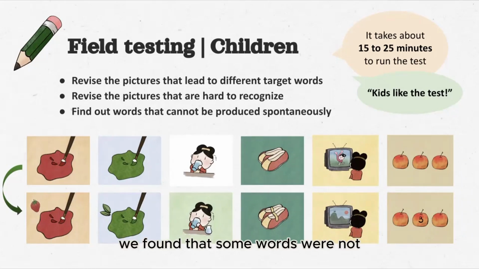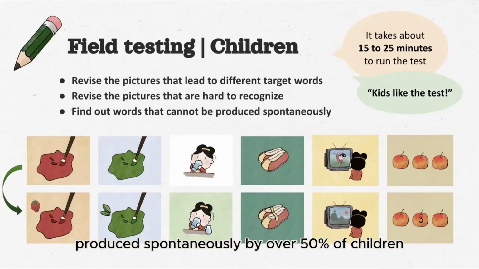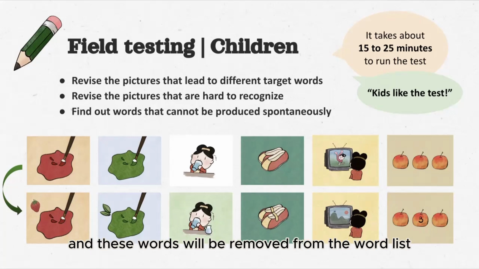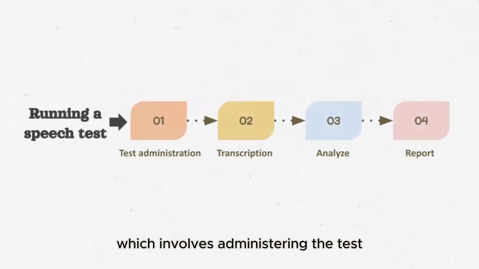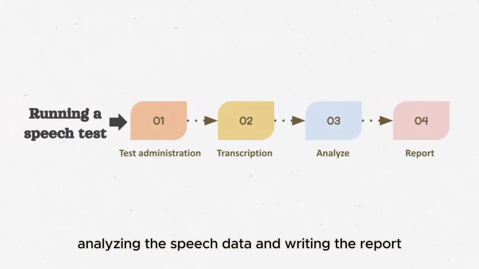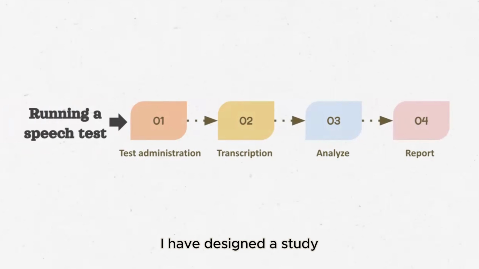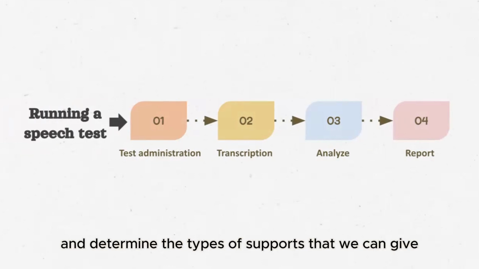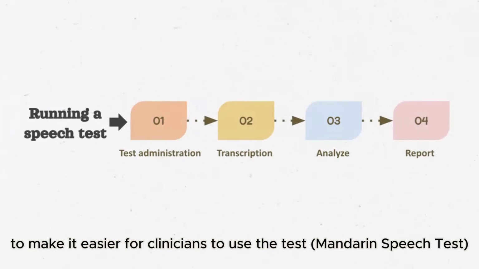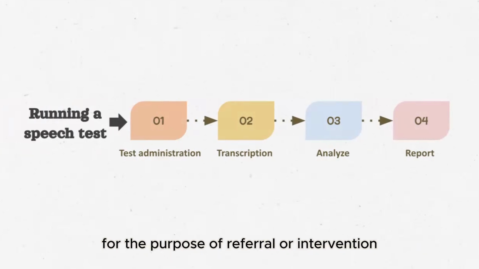During the field testing, we found that some words were not produced spontaneously by over 50% of children, and these words will be removed from the word list. Following the typical procedure of running a speech test, which involves administering the test, transcribing the children's productions, analyzing the speech data, and writing the report, we have designed a study to investigate factors that may influence this process and determine the types of supports that we can give to make it easier for clinicians to use the test for the purpose of referral or intervention.